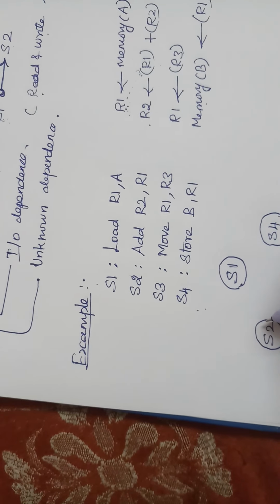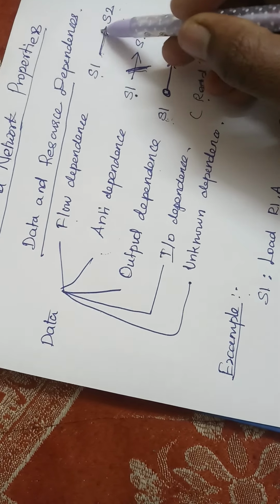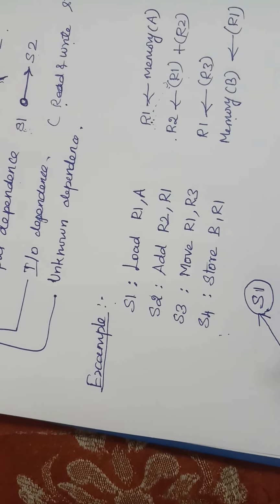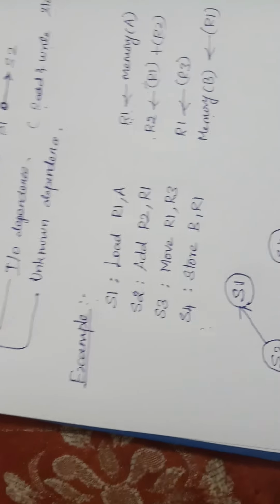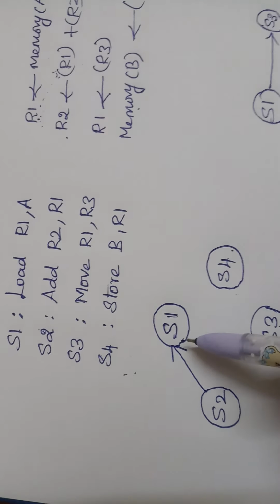So how can we write it? Flow dependence is represented by a directed edge, an arrow mark. So here I can write it like this. Now I found one dependence: S2 has flow dependence on S1.